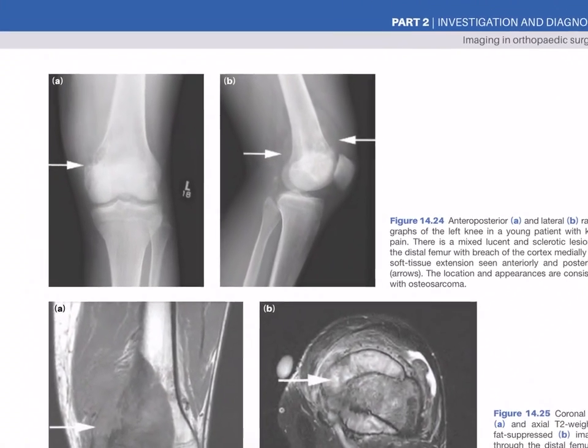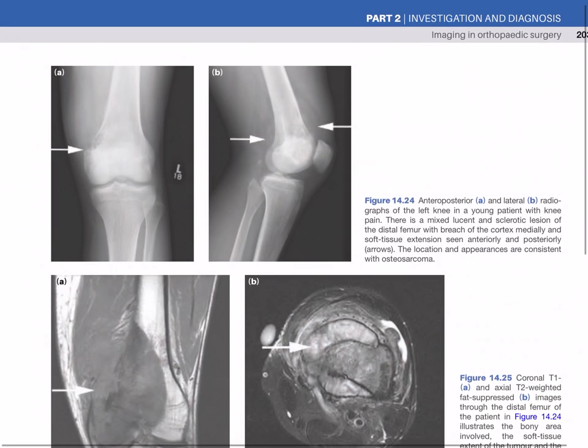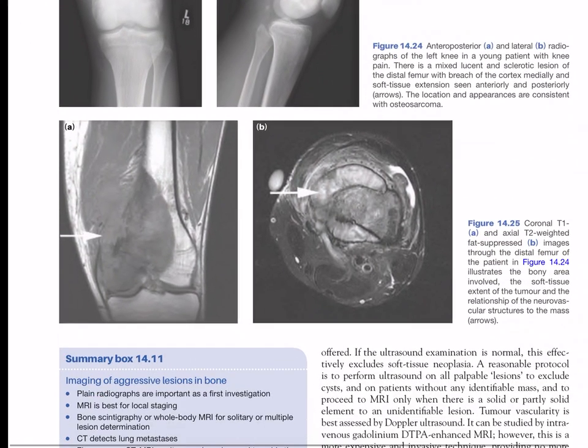Figure 14.24: Anteroposterior (A) and lateral (B) radiographs of the left knee in a young patient with knee pain are shown. There is a mixed lucent and sclerotic lesion of the distal femur with breach of the cortex medially and soft tissue extension seen anteriorly and posteriorly. The location and appearances are consistent with osteosarcoma.